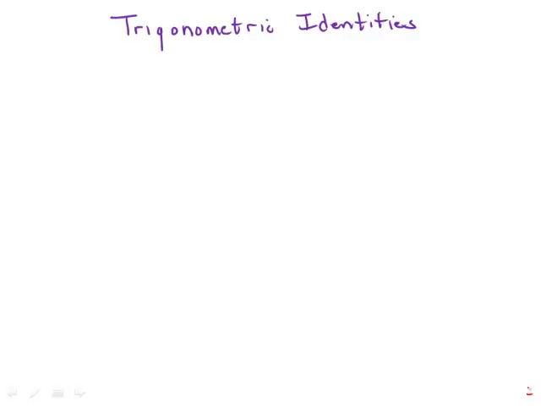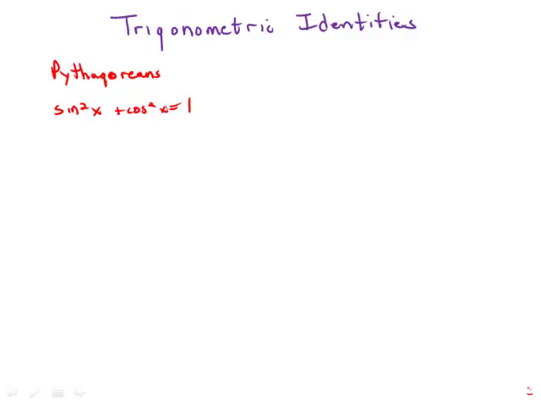Trigonometric identities. This video will simply be a whirlwind tour of what I hope will be quite familiar from pre-calculus. Identities from trigonometry that are important in calculus include, first of all, the Pythagorean identities. And of course, the fundamental one is sine squared plus cosine squared equals 1.